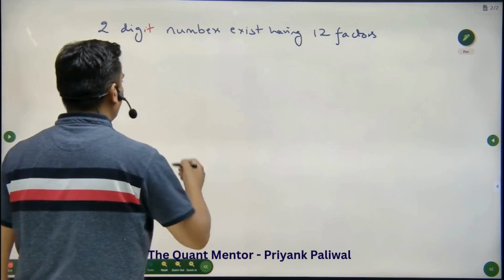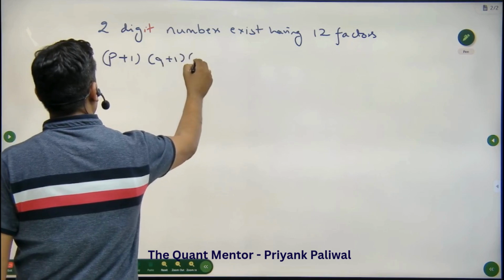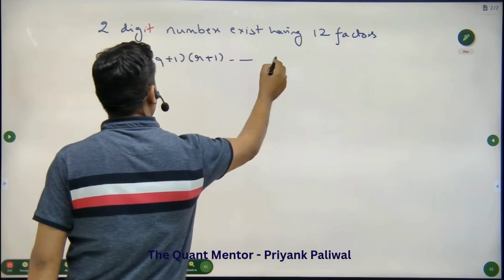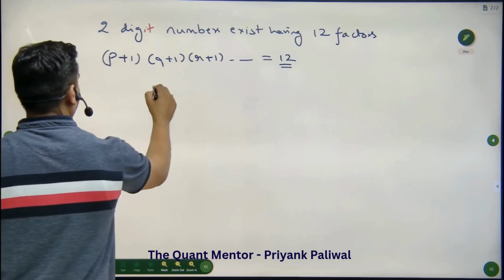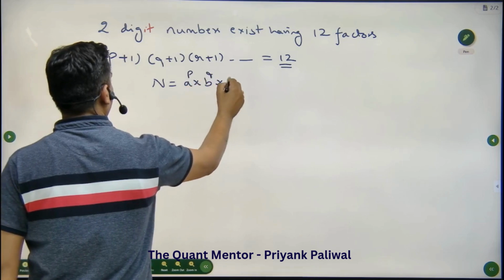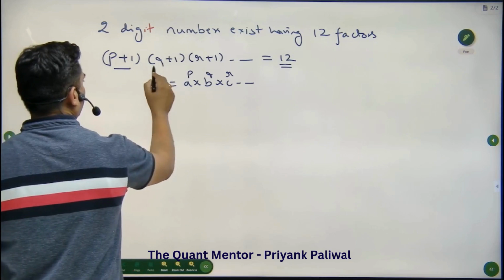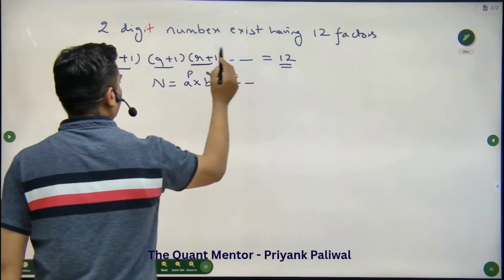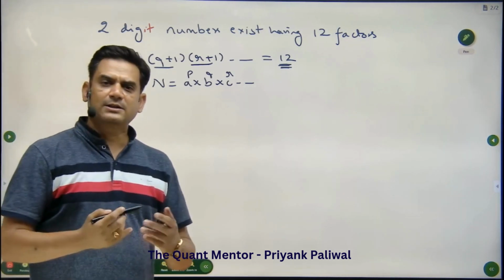p plus 1 into q plus 1 into r plus 1 and so on is 12. So we know any number n which can be written in the form of a to the power p into b to the power q into c to the power r and so on, then the total number of factors is given by p plus 1 into q plus 1 into r plus 1, which is given as 12 factors. Now let us take some examples.